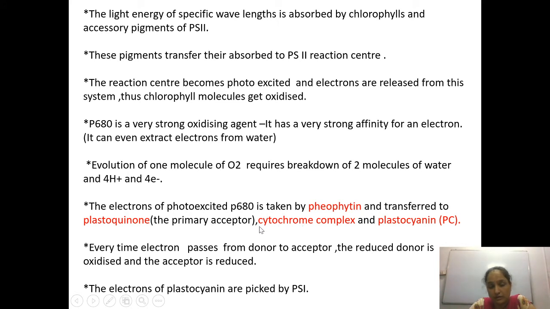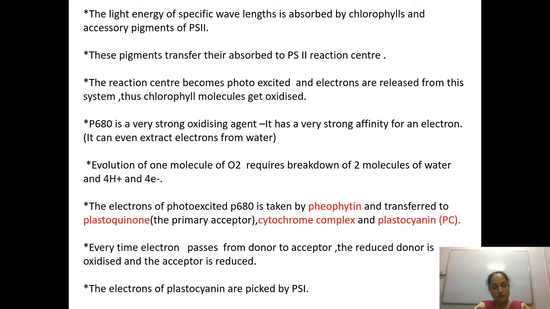This then is going to be transferred to the cytochrome complex, and from the cytochrome complex it will be transferred to the plastocyanin, that is PC. So now every time this electron is passed from the donor to the acceptor, the one that donates and the one that accepts, the donor becomes oxidized. After donating, the donor is said to be in the oxidized state, and the one that accepts will be reduced. So now the electrons of plastocyanin are picked up by the pigment system 1.